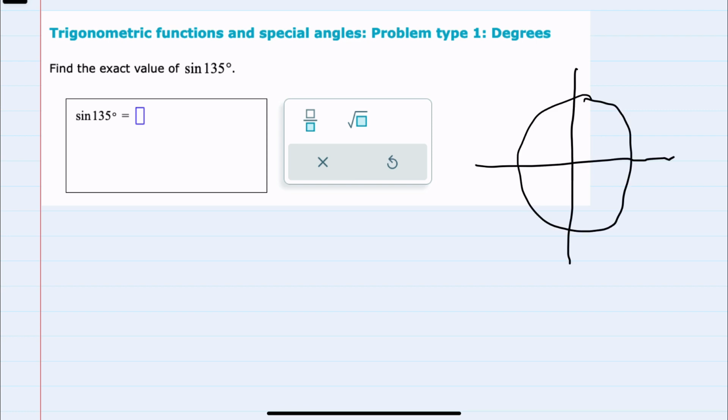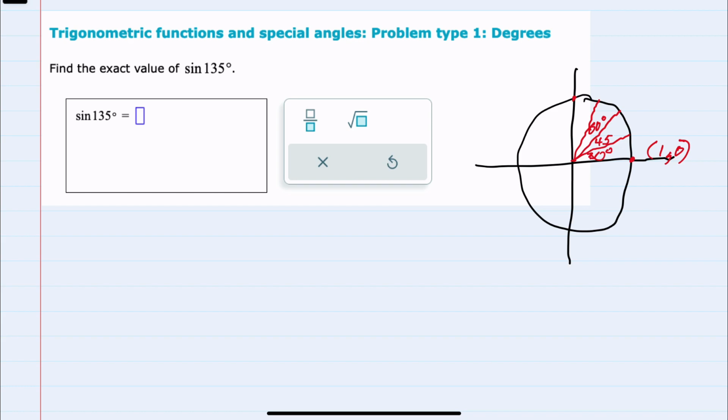And for reference, I'll recall our first quadrant special angles are 30 degrees, 45 degrees, 60 degrees, and then of course 90 degrees. And our cosine and sine values start off here at 0 degrees with a cosine of 1 and a sine of 0. So the coordinate 1, 0. And then they start to iterate.